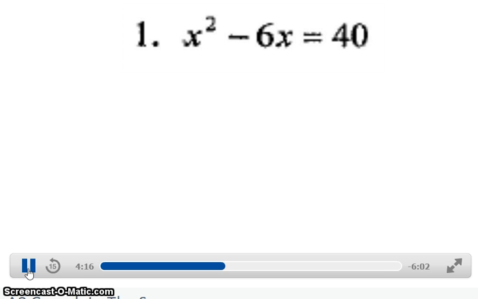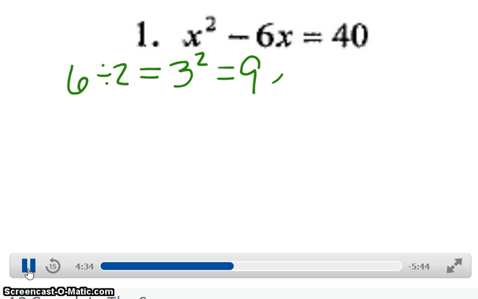Okay, so we're actually going to solve. Make sure the constant's by itself. It is. Take the number in front of x. Ignore the sign, just the number. So 6 divided by 2, always divided by 2, is equal to 3. You will always square this number. 3 squared is 9. 9 gets added to both sides.